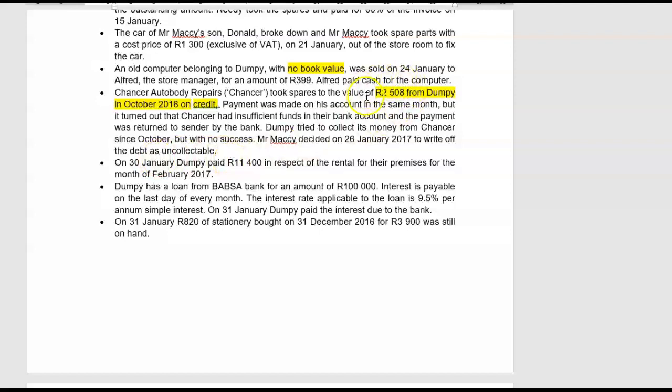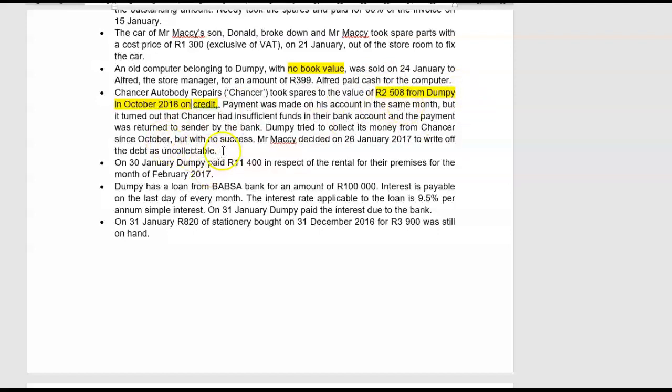So what is the outstanding amount? 2508. Remember when the initial sales transaction took place, what happened? We debited the debtors control account, Chancellor's account, with 2508. We credited sales with a VAT exclusive amount, and we paid over VAT output on that sales transaction to the receiver. But we never collected the VAT because the guy never paid us. Therefore, the receiver of revenue allows you to claim the VAT back now.